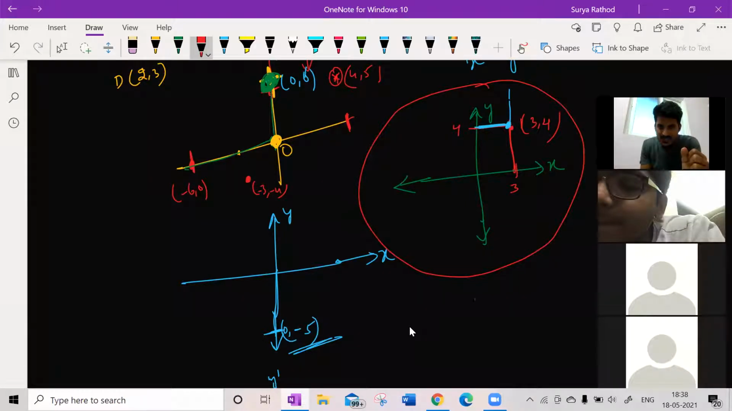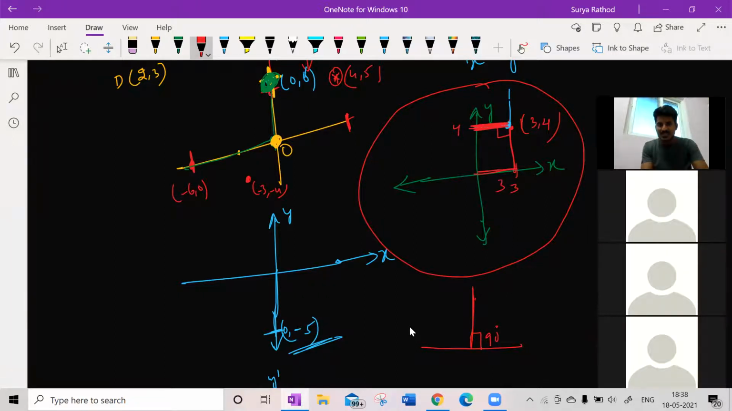See, perpendicular distance means if I draw this line exactly, which is called 90 degrees, this is perpendicular. Look at this here. We are making 90 degrees here. So he's asking this distance. What is this distance? 3. This is 4. This is 3. Clear? So perpendicular distance is 3.